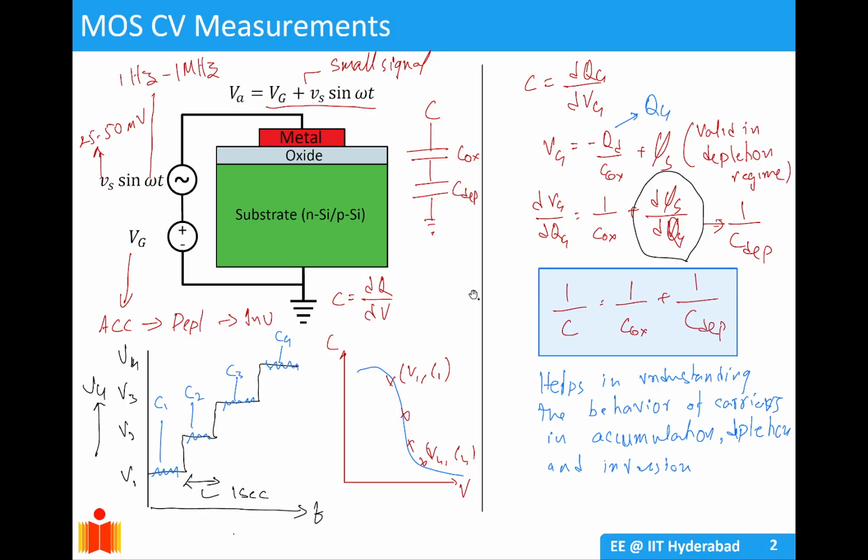So this week we are studying non-idealities in MOS capacitors, and then CV characteristics, including HFCV, LFCV, and dependence of CV on oxide thickness, as well as oxide capacitance, that is, high-K dielectrics.